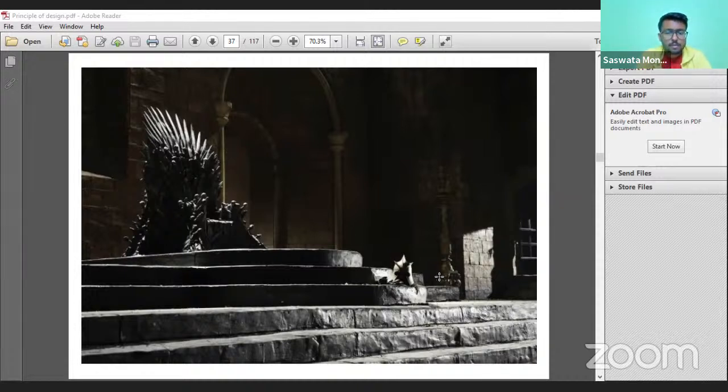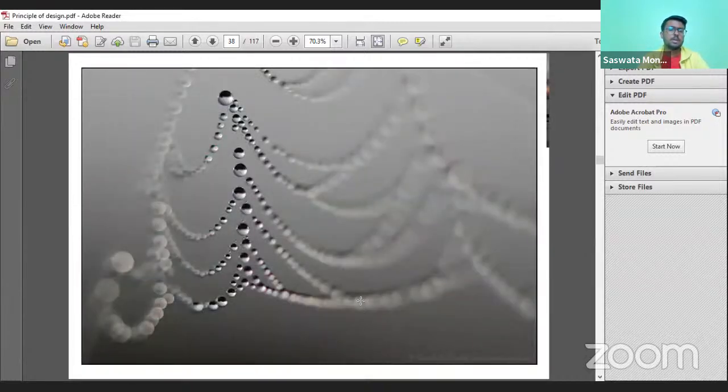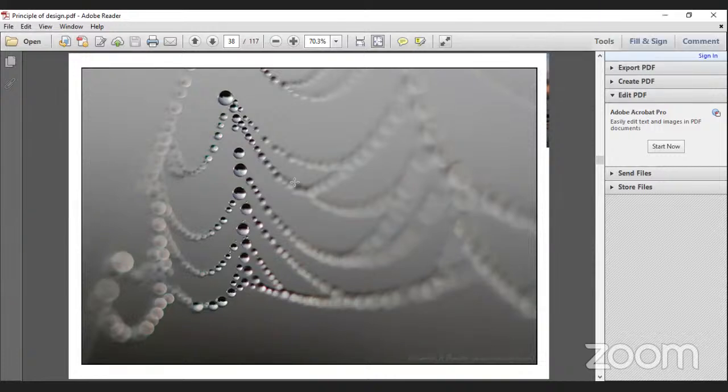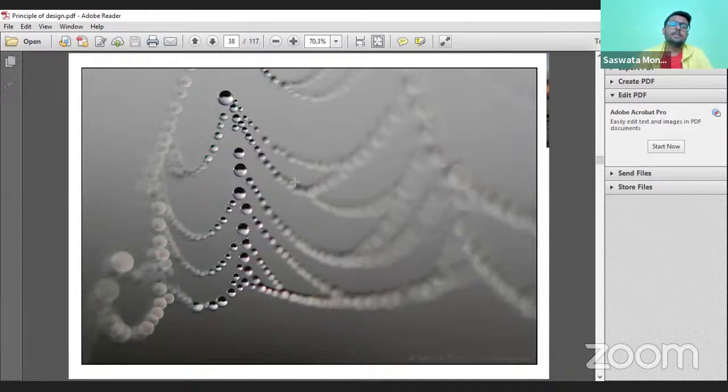Fine. Now let's move on to the next composition. Again, here we get to see something being arranged. Where do you think is the emphasis? Anyone? The droplets which are not blue. The droplets which are properly visible to you, right? Yes.